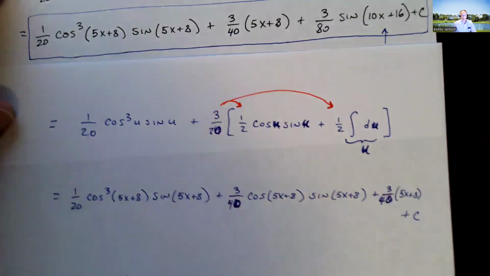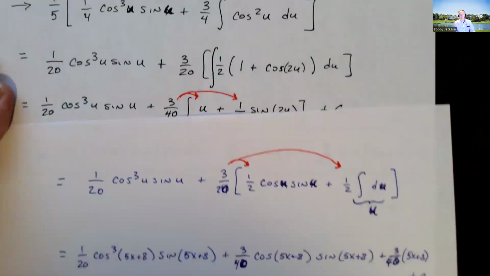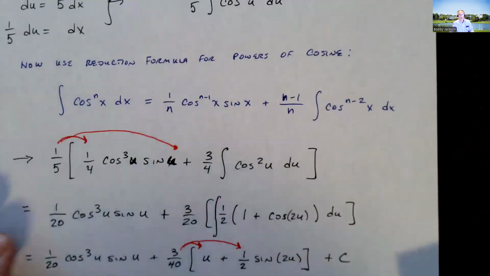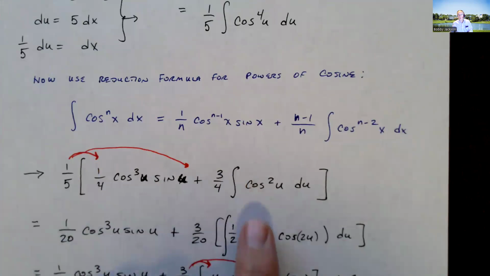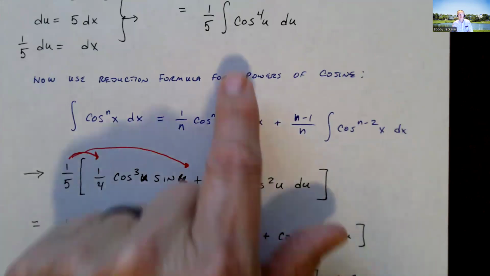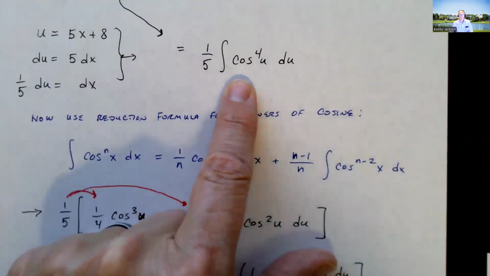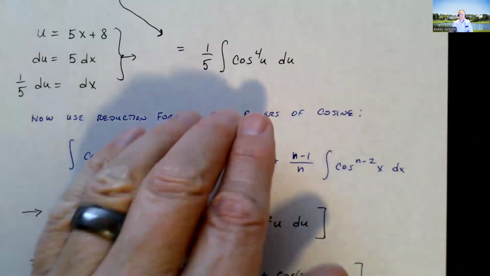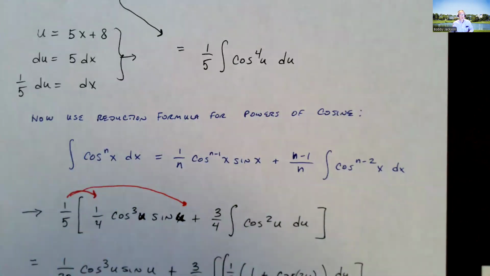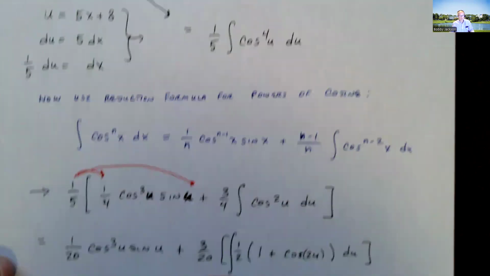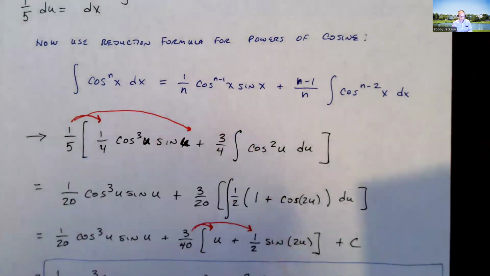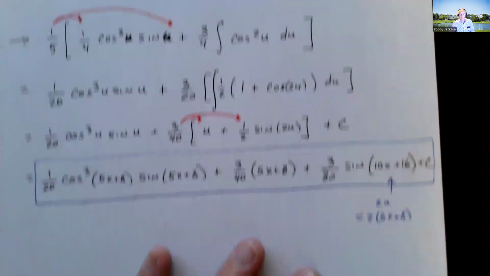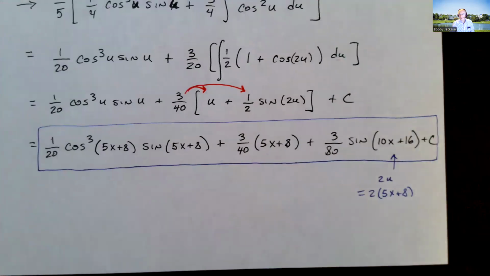There's yet another way you could do this problem. I'm not going to work that out, but you could also have started with this power reducing formula for cosine here, simplified it a couple of times, and evaluated the integral that way. So there's more than one way to proceed, but this is using the power reducing integral formula here. Okay, hope this is helpful, and if you have questions, please let me know.